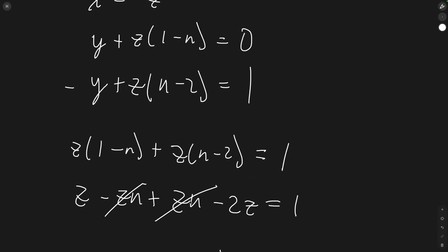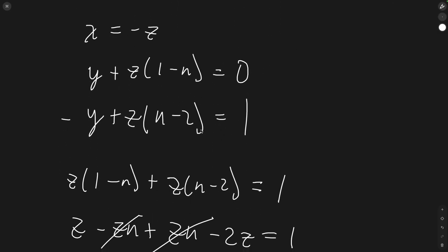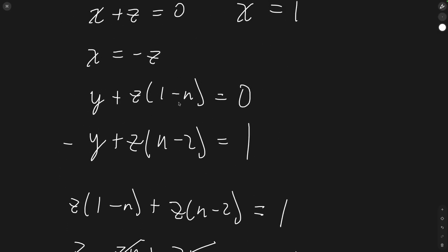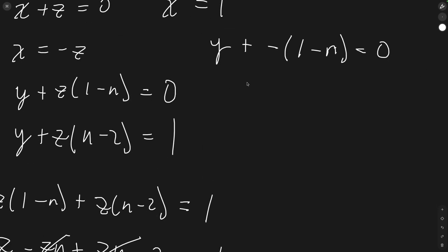Now that we have z, we immediately know that x is 1. And we can plug negative 1 into any one of these equations to get y. So y plus negative 1 minus n equals 0. So we could just simply add 1 minus n, and we have y equals 1 minus n.